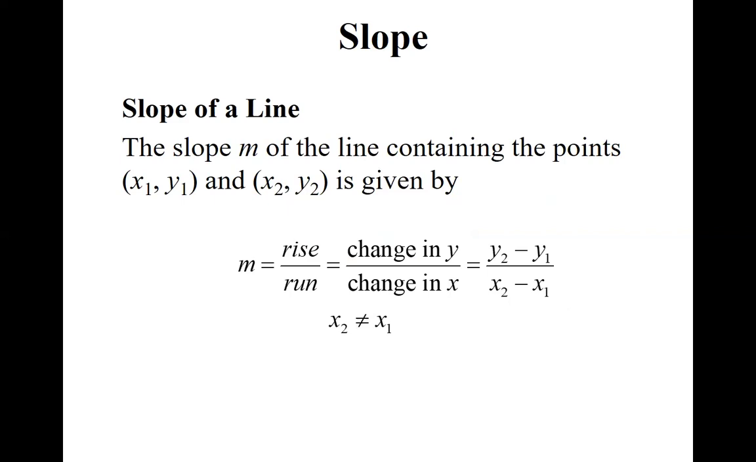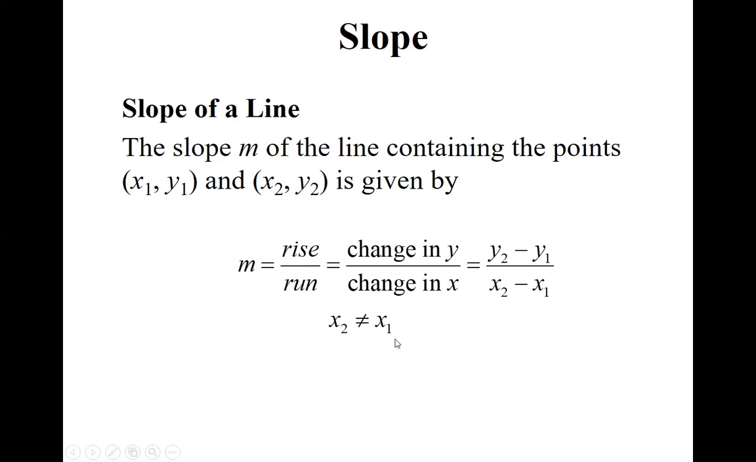So the slope is something we will call m, and we'll say that the line contains the points x1, y1, and x2, y2. So any 2 points on the line. M is the rise, how much up or down, over the run, how much left or right. How much up or down is the change in y, how much left or right is the change in x. And we get the change in y by doing y2 minus y1. Likewise, we get the change in x by x2 minus x1.